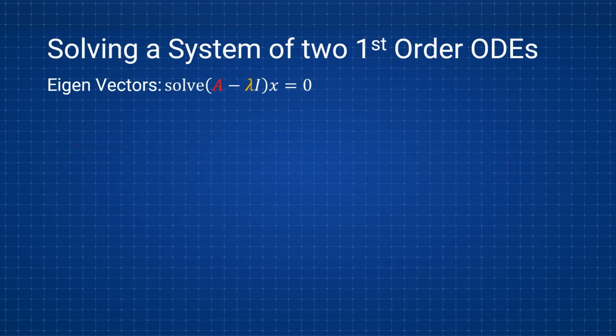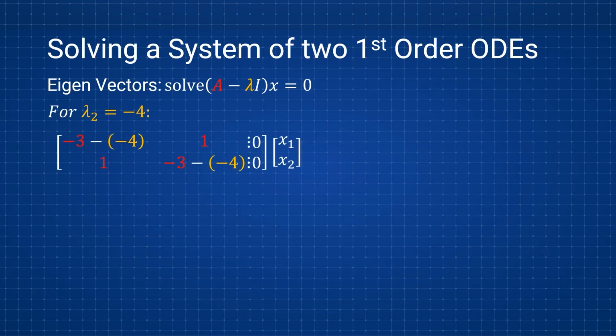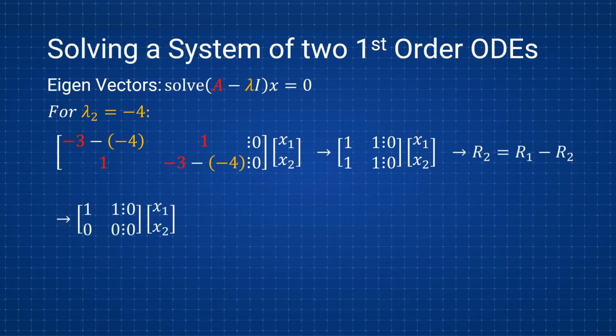So now we're going to do lambda 2 equals -4. We repeat the process. We have matrix A, -3 minus -4, 1, 1, -3 minus -4. We simplify, and we're going to end up with 1, 1, 1, 1, 0, 0 times x1, x2. In this case, you can see both rows are identical. So to get rid of the second row, we can just subtract both rows, and that will make the second row to be just zeros.